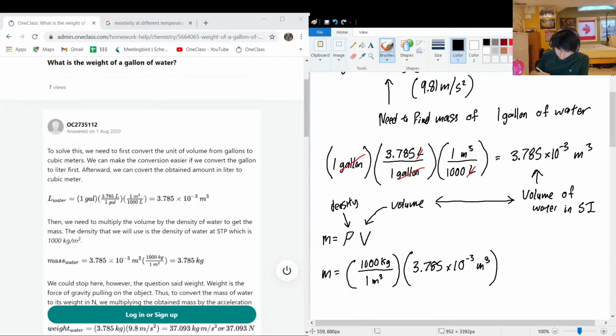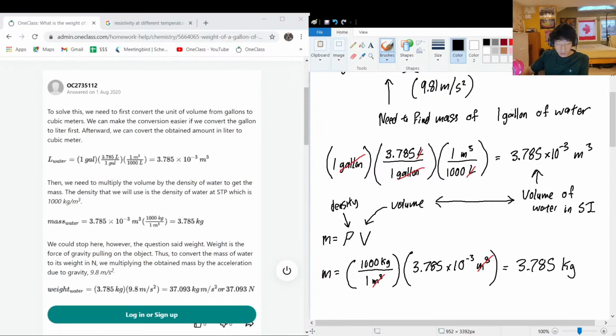Multiply them together, and you see the multiply by 1,000 and the times 10 to the negative 3. That 10 to the negative 3 is the same as divide by 1,000. So you have a multiply by 1,000, divide by 1,000. They neutralize each other. Also, the units, meters cubed up here and down here, neutralize each other. So in the end, we'll just get 3.785 kilograms. And that's 1 gallon of water. Is that what they got? Yeah, that's precisely what they got.